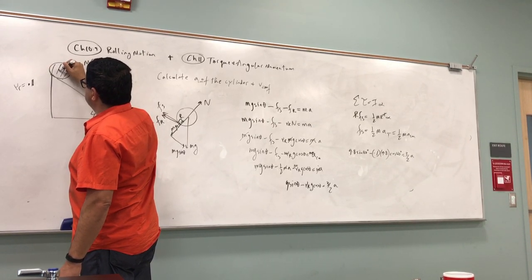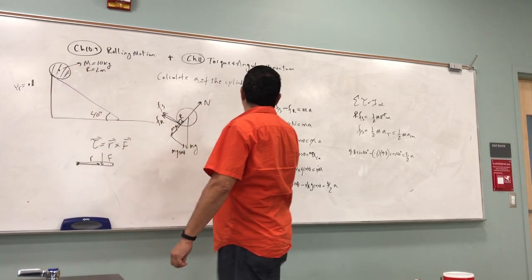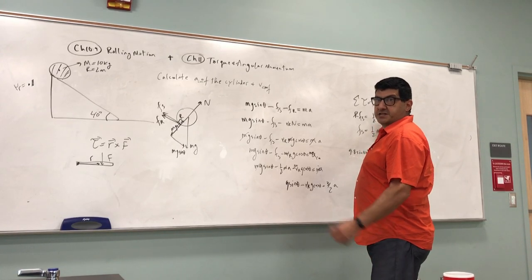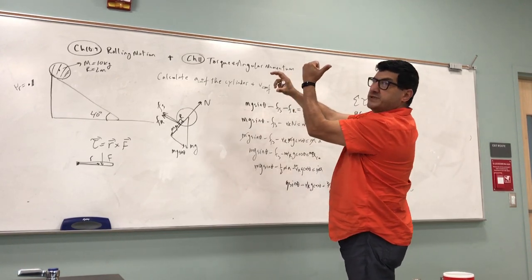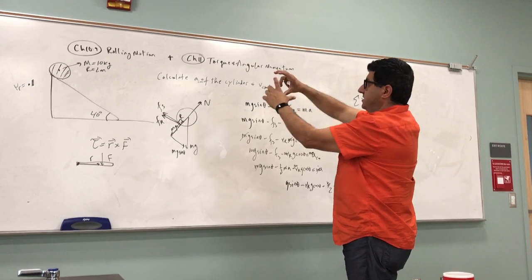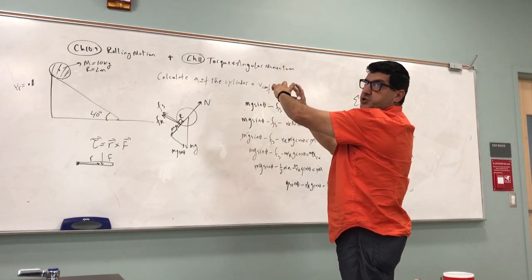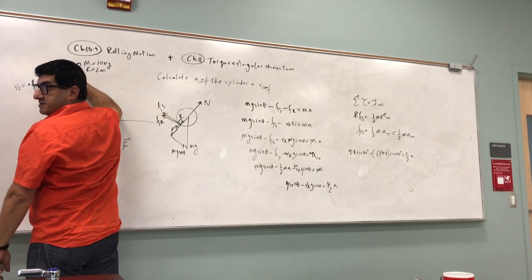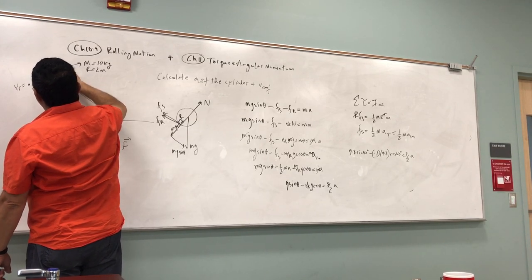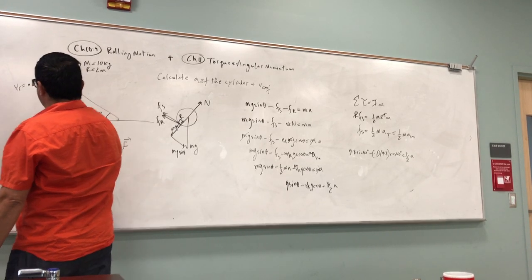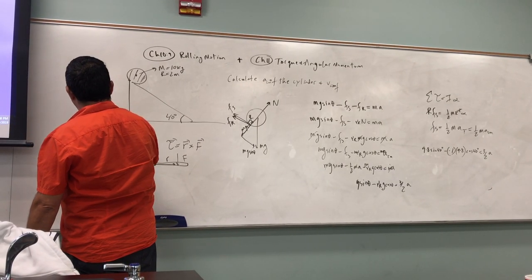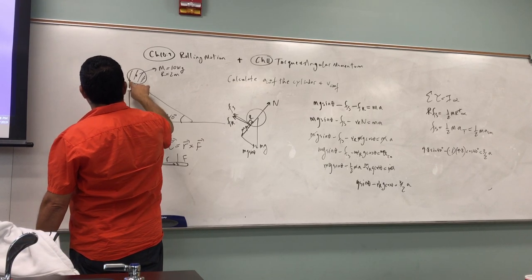Around its center, right? That's why we're using I is half mR squared, because the moment of inertia of a cylinder around an axis going through its center is half mR squared. So our pivot point here is this, not this. It's not rotating about here. If it was rotating about here, what would the motion look like?